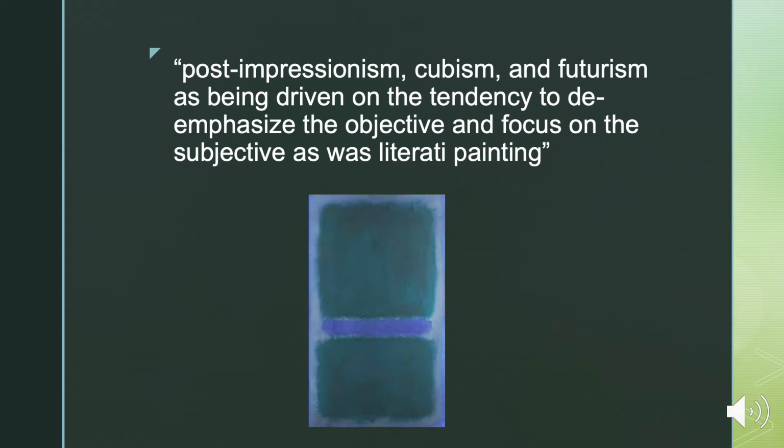I like this quote from Chen Hengque's theory on literati painting, and I've compared it to the blue-green painting by the modern abstract expressionist Mark Rothko, because of the colors and the splashing of colors. He describes post-impressionism, cubism, and futurism as being driven on the tendency to de-emphasize the object and focus on the subjective, as was literati painting. So to me, this makes literati progressive, and I would argue that the word forgery is a bit subjective.